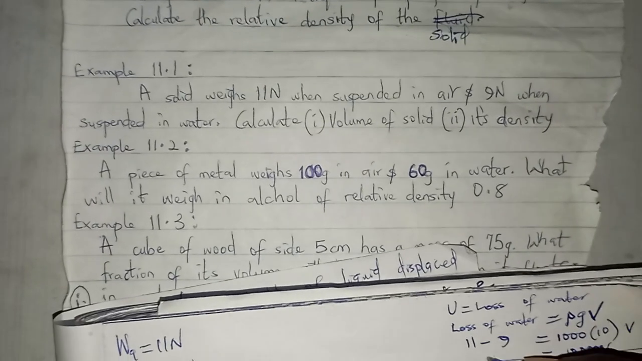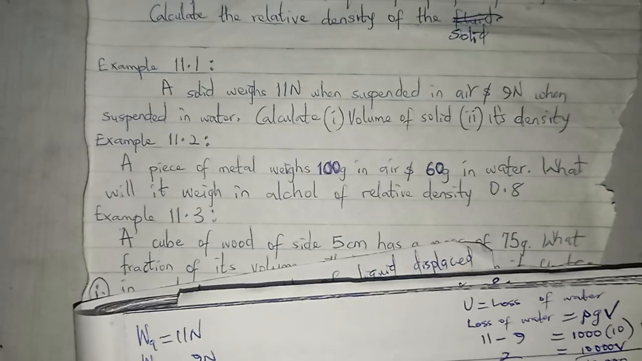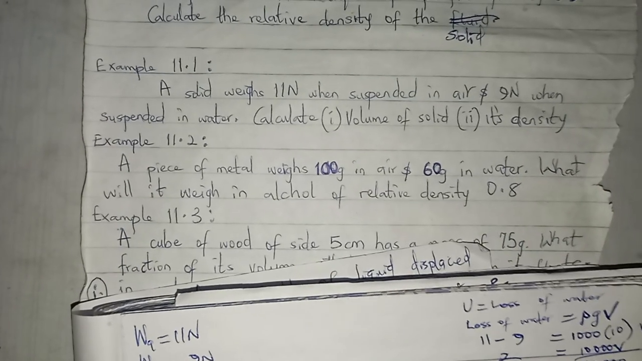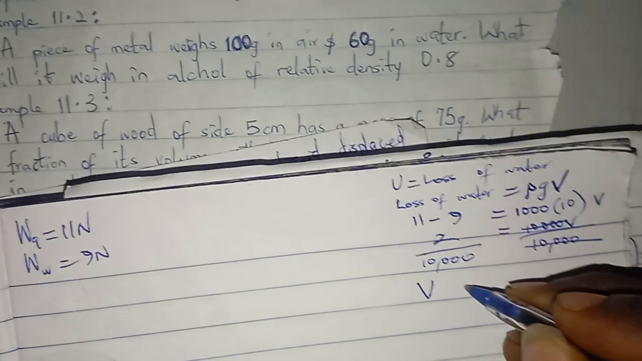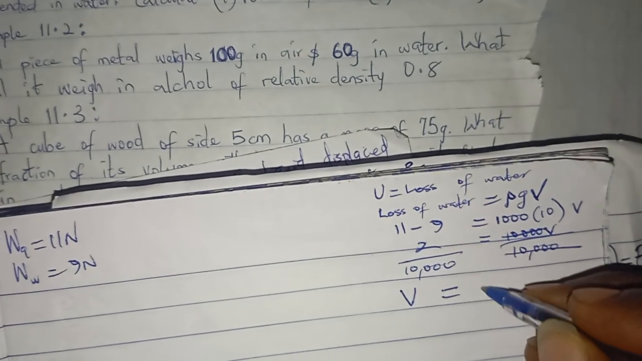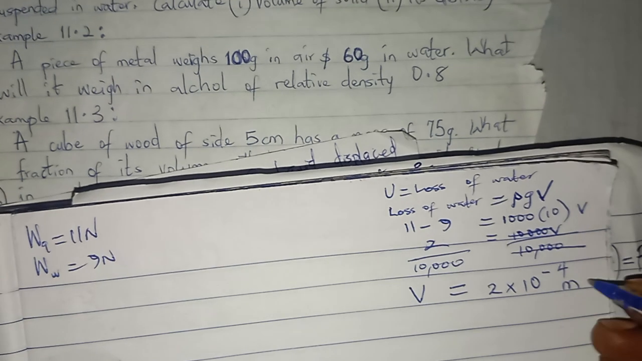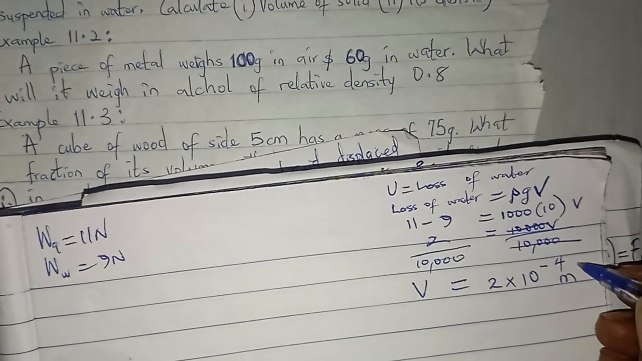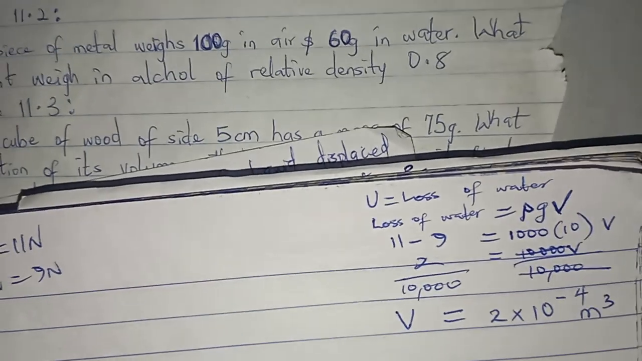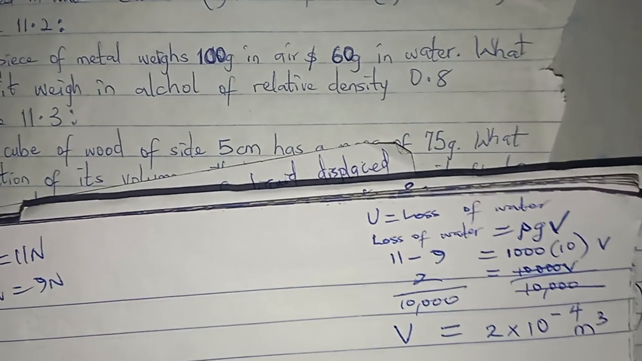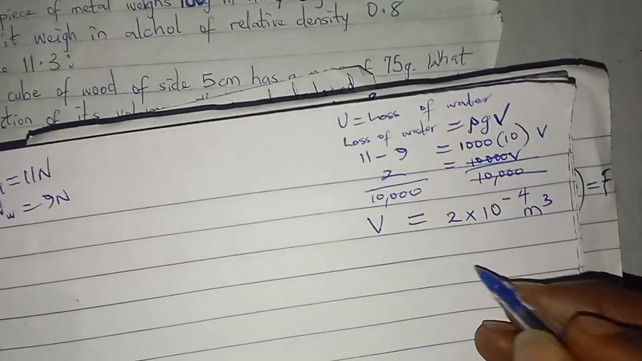V equals 2 divided by 10,000. So volume V is equal to 2 times 10 raised to the power minus 4 meter cube. Yes, I'm correct. So this is it.